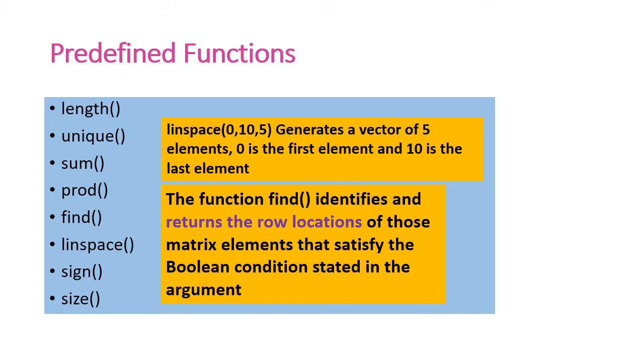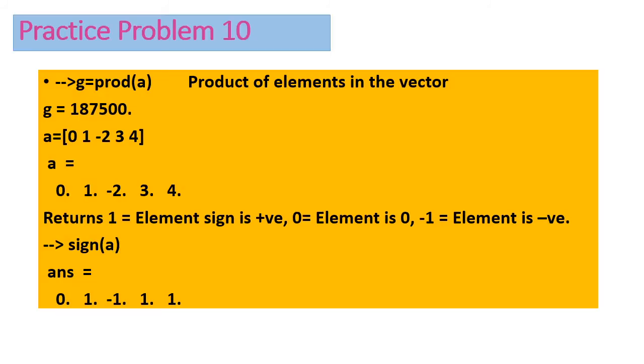Then we have linspace. Linspace is going to generate a set of data. So the format is linspace 0, 10, 5. So here 0 is the first element, 10 is the last element and 5 is the number of elements to be produced. So if I give 0, 10, 5, then 5 data points will be produced in the range from 0 to 10. Then we have sign and size. Sign will return the sign value of the vector. Then size will return the size of the vector.